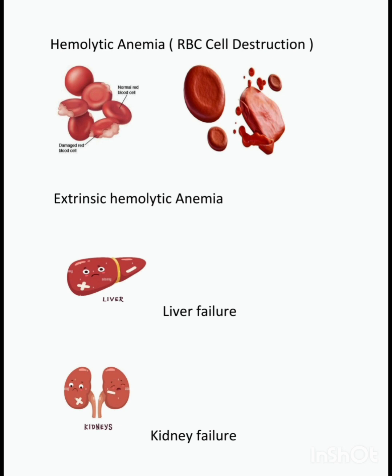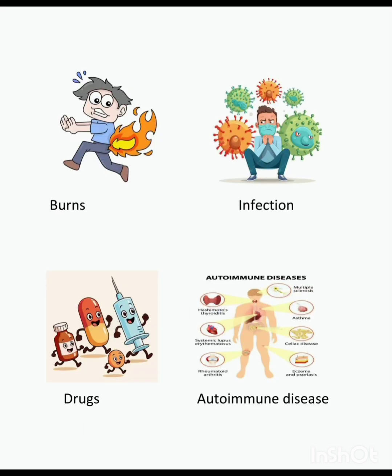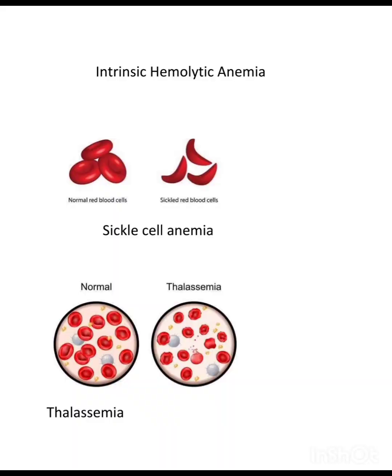Now coming to the next classification, hemolytic anemia. It mainly occurs as a result of destruction of RBCs. It is again classified into two types: extrinsic hemolytic anemia and intrinsic hemolytic anemia. Now coming to the extrinsic hemolytic anemia. In this type, the red blood cells are normal, but they are destroyed by external factors. The causes include liver failure, renal disorder, burns, infections, drugs, and autoimmune disease. So far we discussed extrinsic hemolytic anemia.